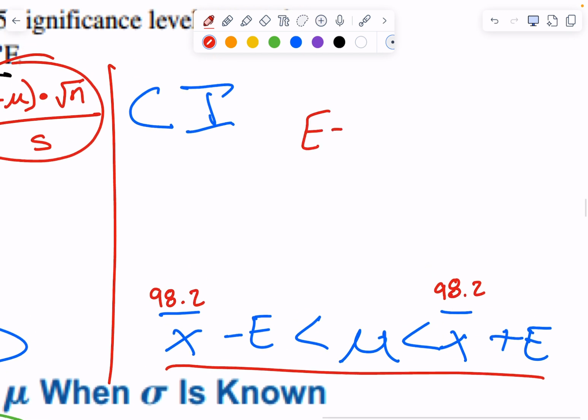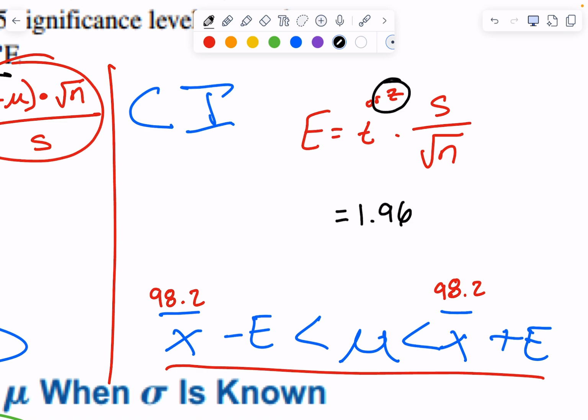Error is T or Z times s over the square root of n, right? That's how we did that in last chapter. T or Z. Which one is it in this case, T or Z? T. We used Z. What was the number that we used for Z?